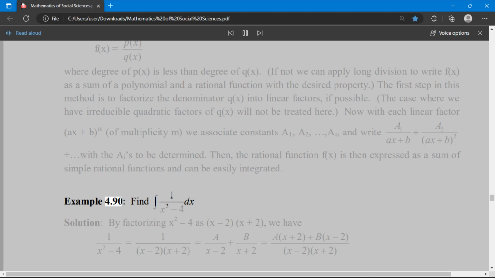Example 4.90. Find the integral of dx/(x^2 - 4). Solution: by factorizing x^2 - 4 as (x - 2)(x + 2), we have 1/(x^2 - 4) = 1/((x - 2)(x + 2)) = A/(x - 2) + B/(x + 2).